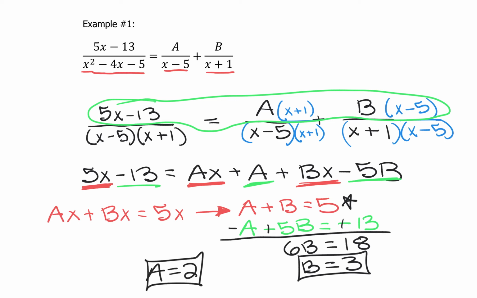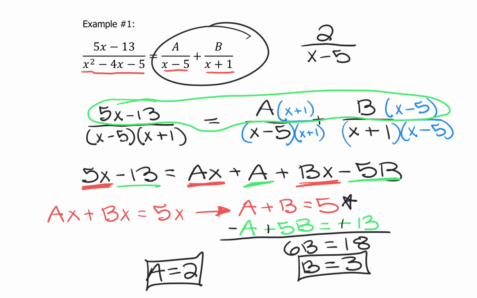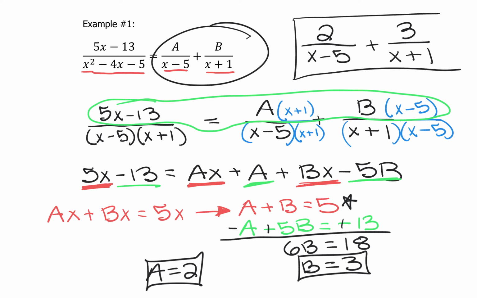And so that means going back to our original breakdown here, we have a, which is 2, over x minus 5, and b, which is 3, over x plus 1. And if we had any doubts, we could definitely add these two up, make sure that we do in fact get that sum as our 5x minus 13 over the aforementioned quadratic.